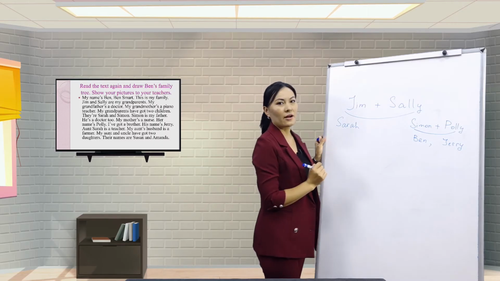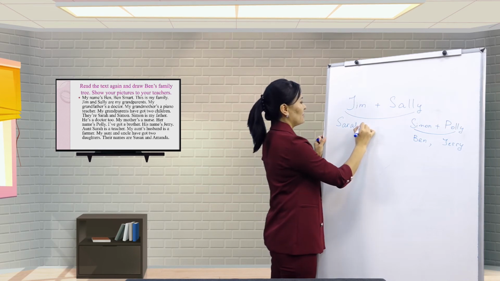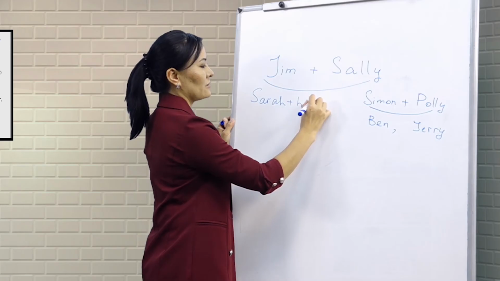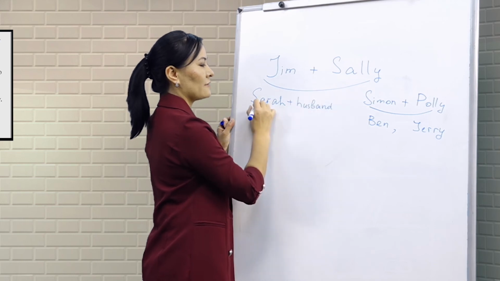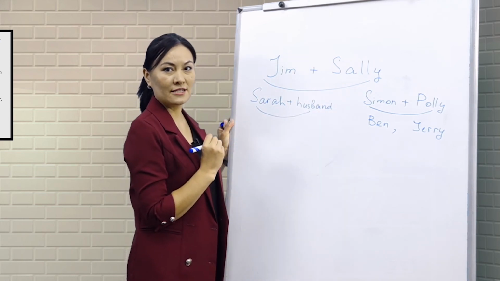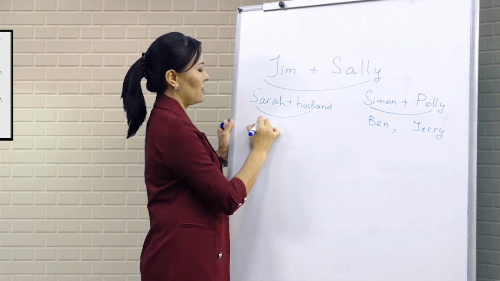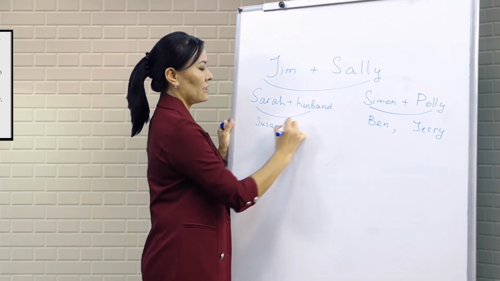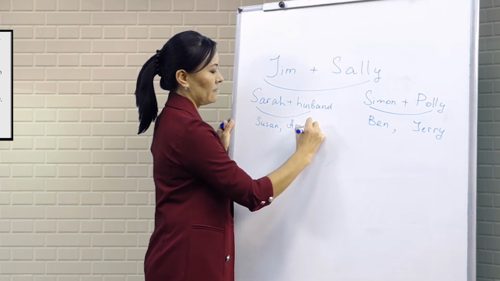What about Sarah? So Sarah has a husband and they together have 2 daughters. Who are they? Right, they are Susan and Amanda.